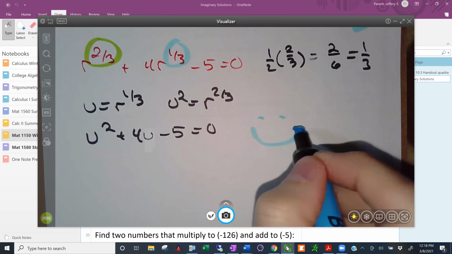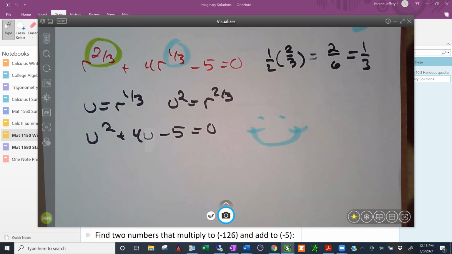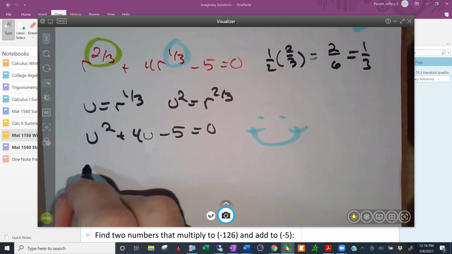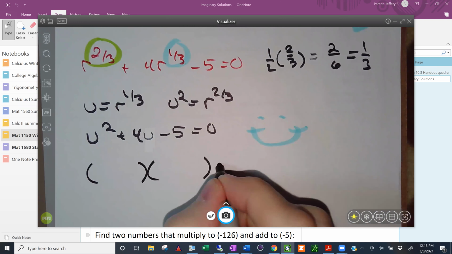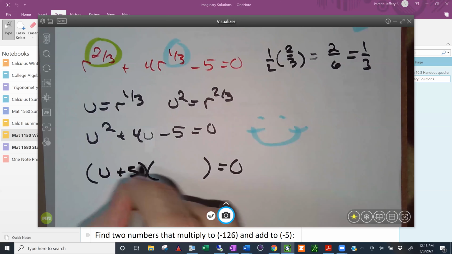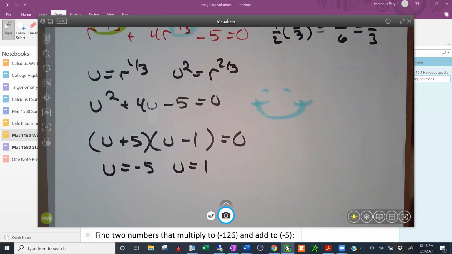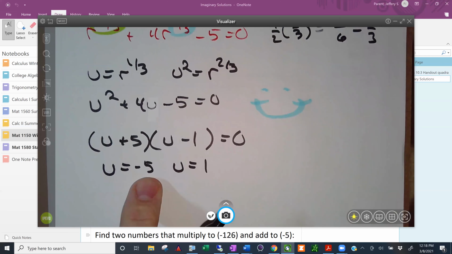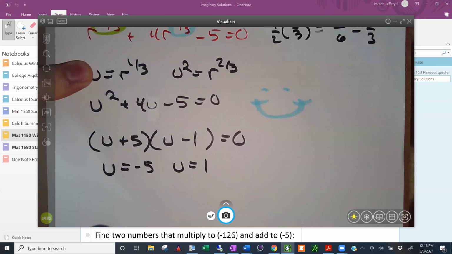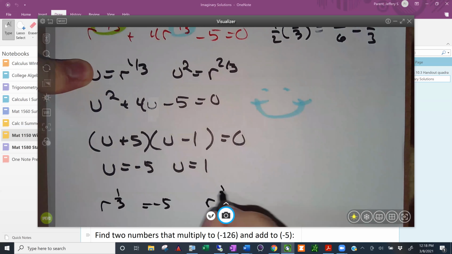It factors. Yeah, it factors. So Michael, go ahead. How does this one factor? u plus 5 and u minus 1. Excellent. So u plus 5, u minus 1. And that gives me two solutions. Now it's important to remember that we didn't start out with a problem in u, right? We started out with a problem in r. So I'm going to put that r to the 1/3 here equals -5, and r to the 1/3 here equals 1.